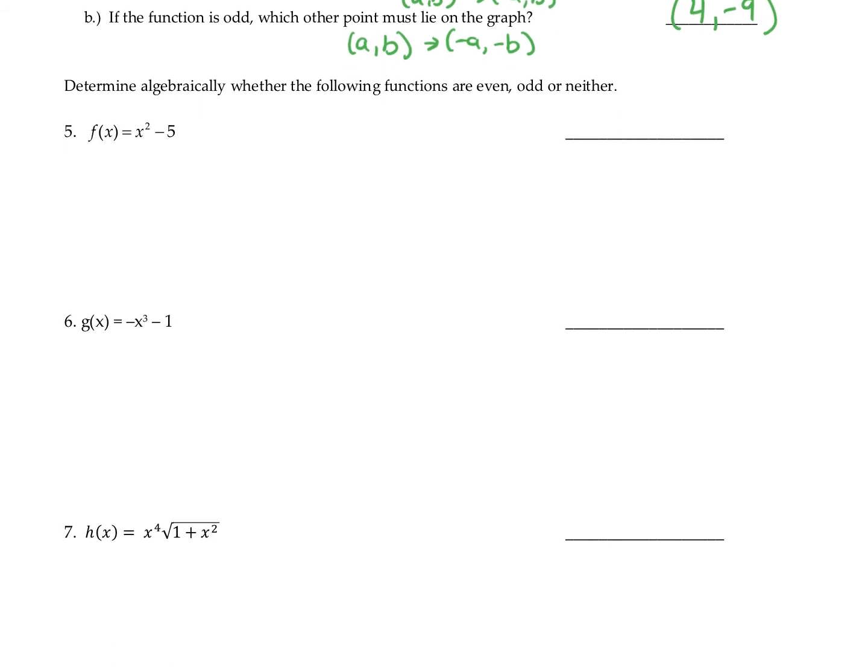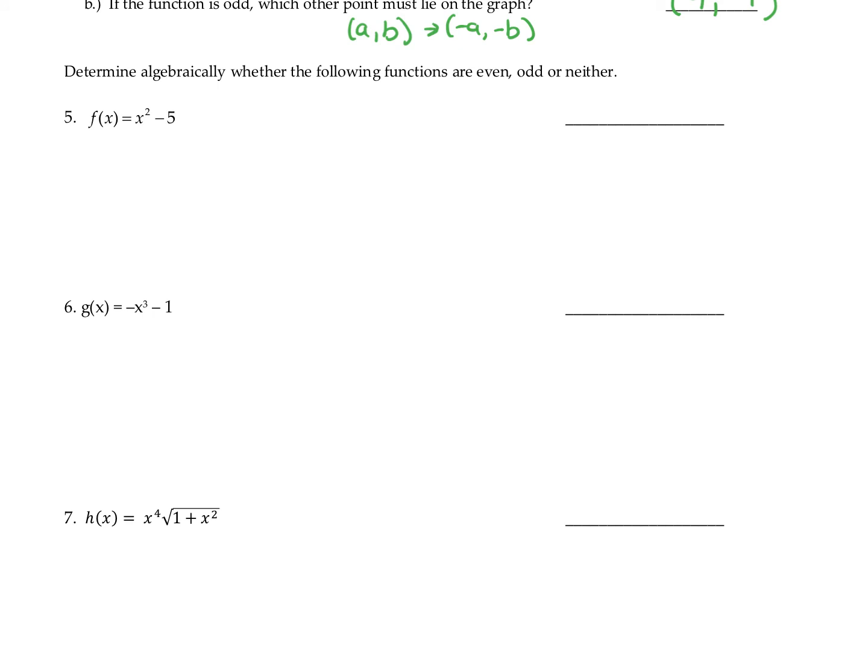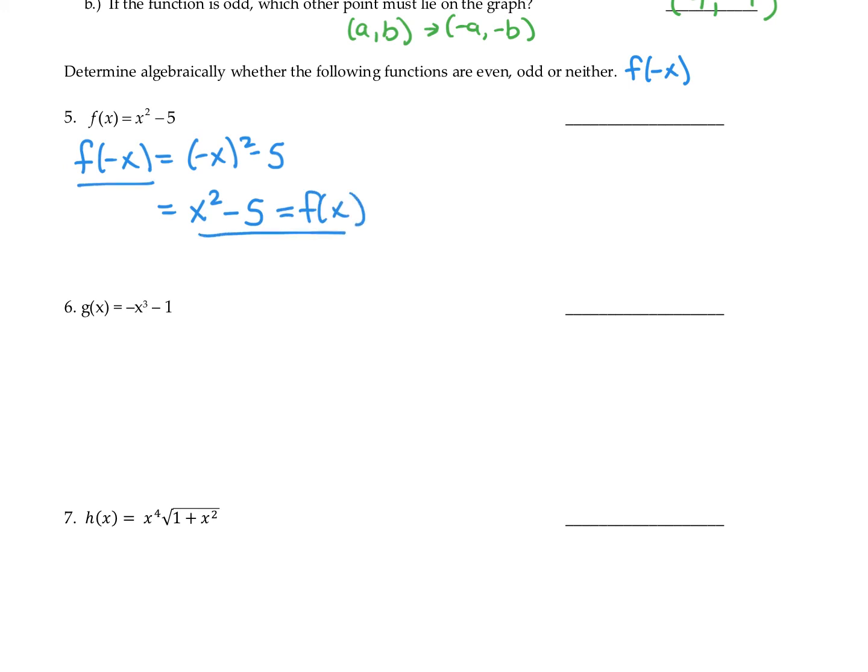All right, let's look at how to determine algebraically whether a function is even, odd, or neither. So the test we're going to use is we are going to substitute in negative x into our function. So in this first function, if I substitute in negative x for x, I'm going to have negative x squared minus 5. Well, negative x squared would just give me x squared. Those would be equivalent. So this is still equivalent to the original function. So even though I substituted negative x, I still get back to the original function. So when that happens, this is an even function.